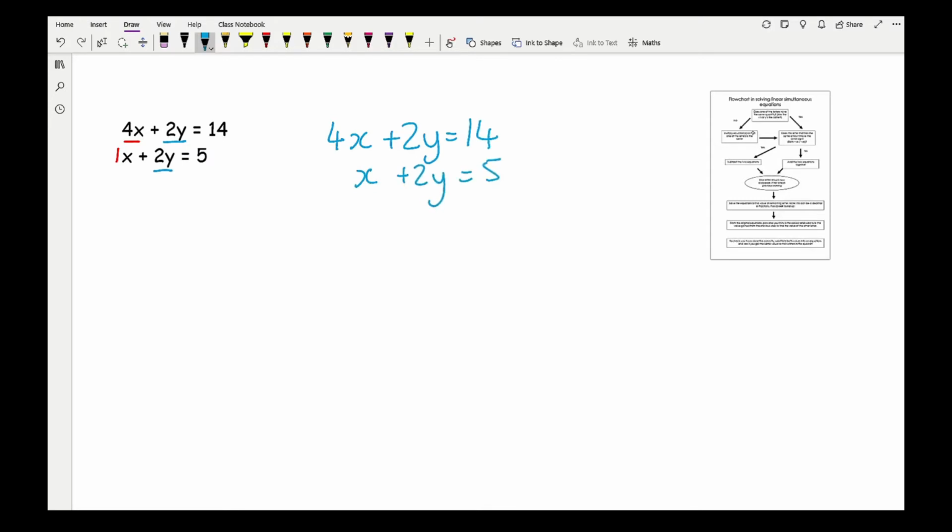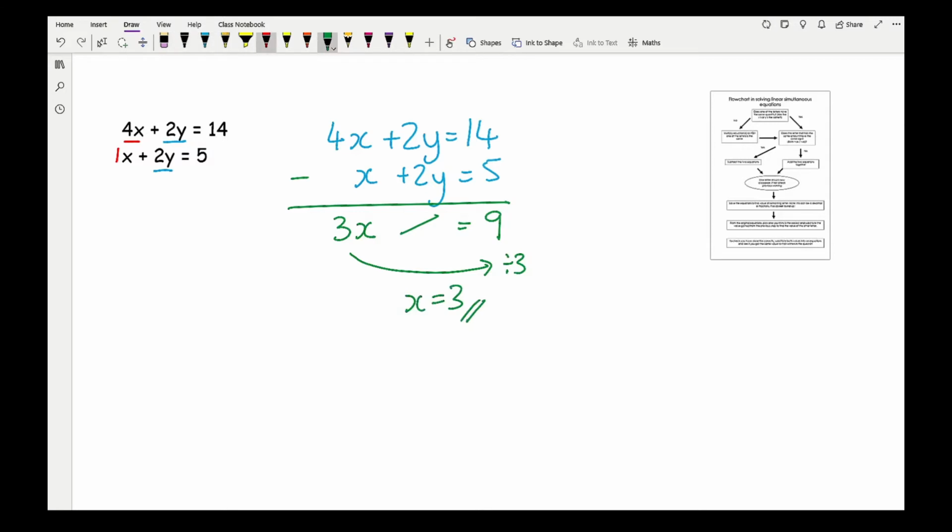So my y's are the same, they're both add, so what I need to do is take away the two equations. So 4x take away 1x is 3x, 2y take away 2y is nothing, and 14 take away 5 is 9. So again, I'm doing well, and I know I've got on the right track because one of my letters at this stage should disappear, which the y's have. So working with 3x equals 9, if I divide by 3, x is going to equal 3. So I've got one of my values.